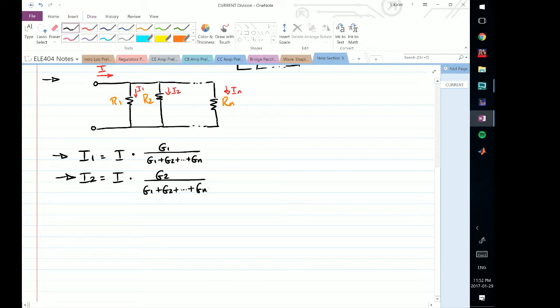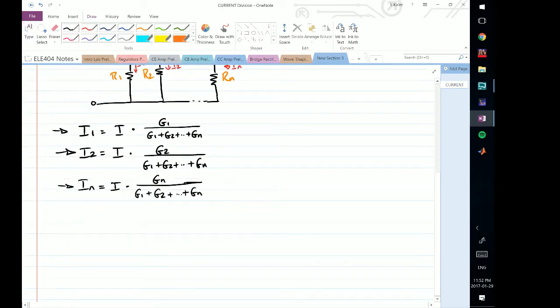Therefore, if I have multiple elements and I can lump them into a single element, then I can still use this rule. Which means in general, if I have an nth current In, this will depend entirely on the nth conductance, and this will be expressed as follows.